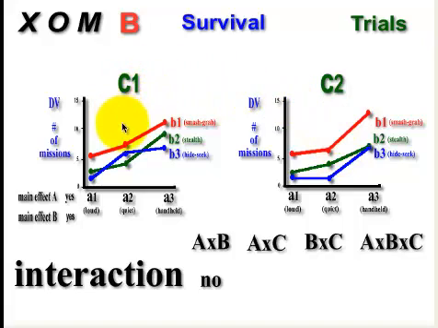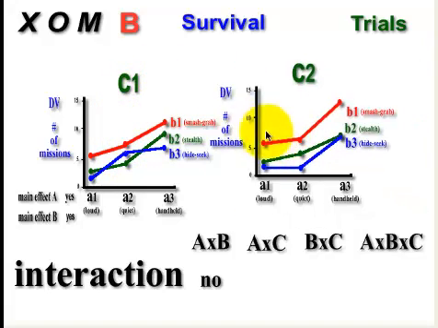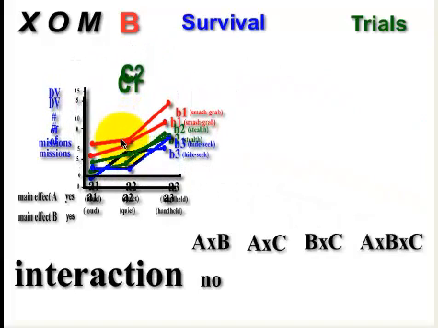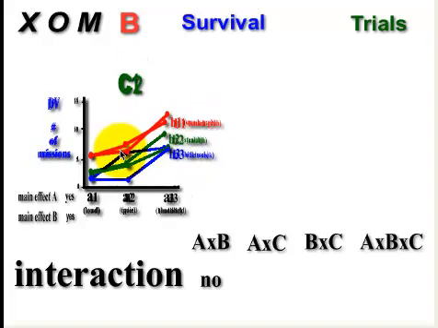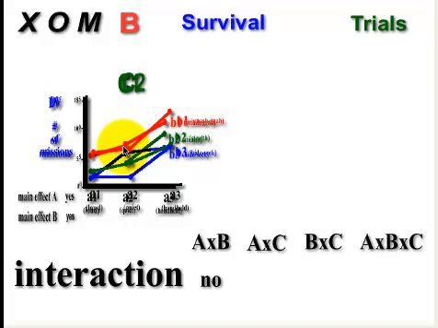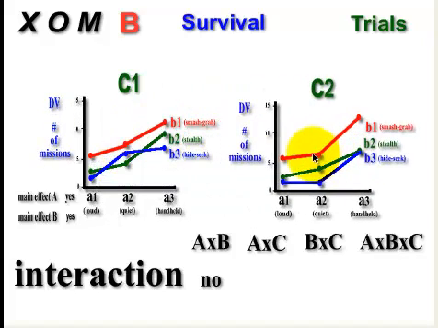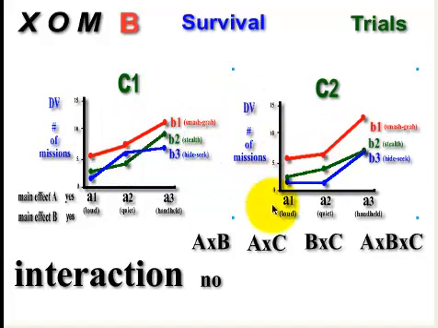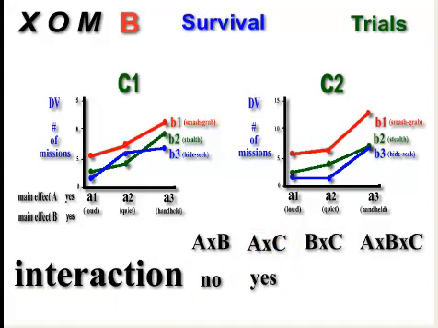For A and C, if I took this graph and put it right on top of that graph, would the A lines be the same? And they are not. The blue lines are completely different. The green lines are a little bit different. The red lines are... everybody's different here. So I'm going to say yes, there is an interaction between A and C.